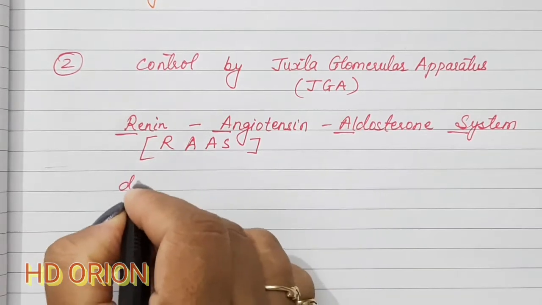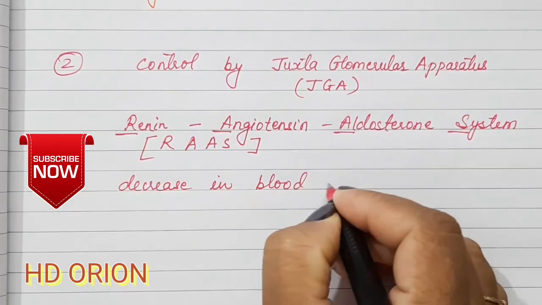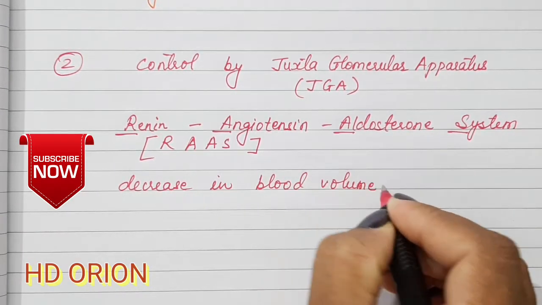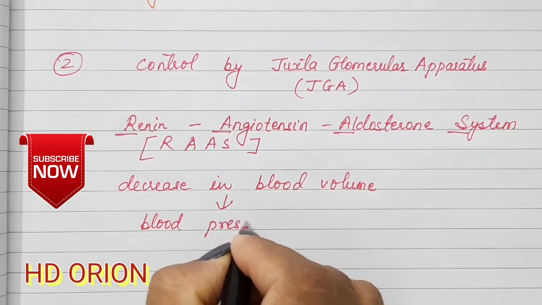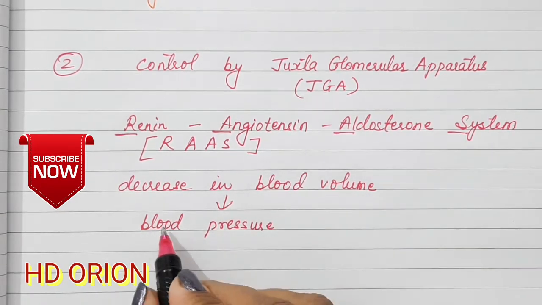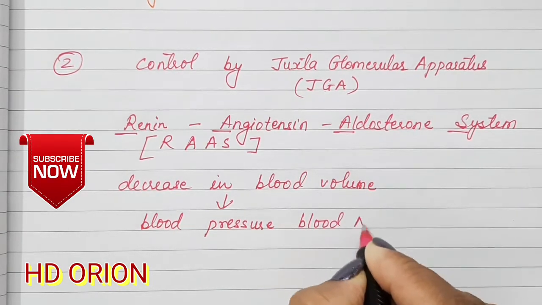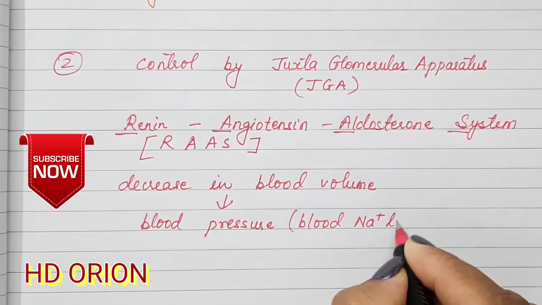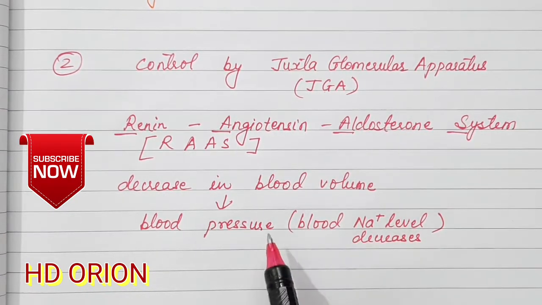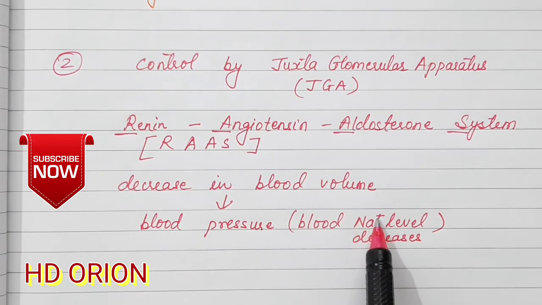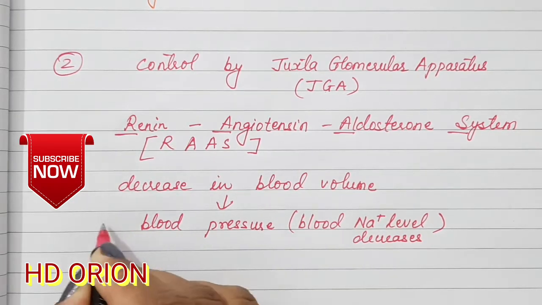There is a decrease in the blood volume, and the blood pressure falls. Because the blood volume is less, the blood pressure is decreasing, and the blood Na, that is the blood sodium level, also decreases, because the water is lost and the sodium ions are also lost from the tubules. So there is a decrease in blood volume, due to which there is a fall in blood pressure.